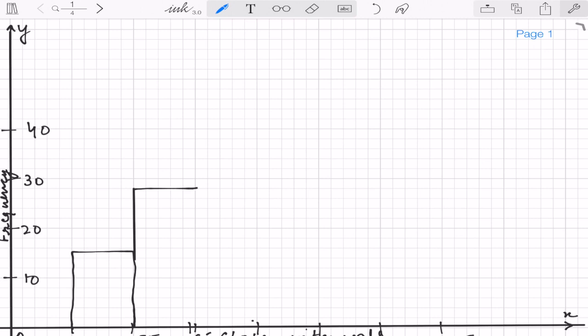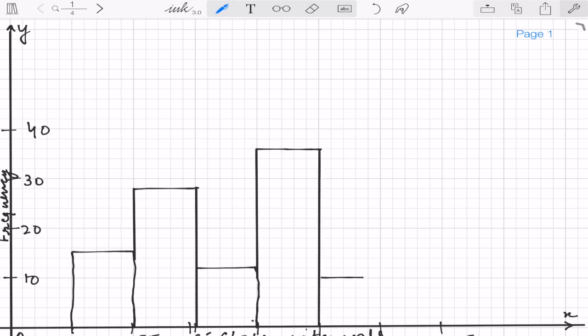Similarly, the second frequency is 28. 28 will lie somewhere here. So this is our second bar. Third is 12. Next is 36. Next is 8. So remember children, the histogram bars are attached to each other. And the last is 18. This is a histogram of our given data.